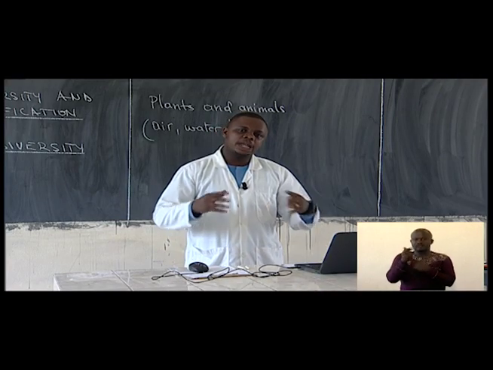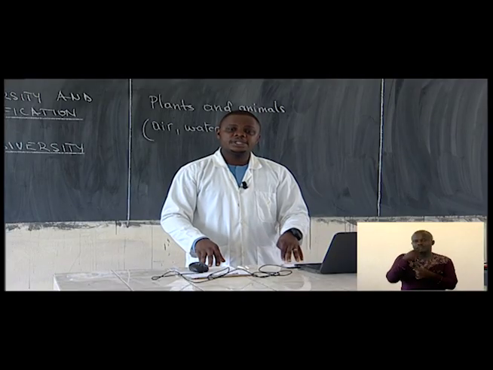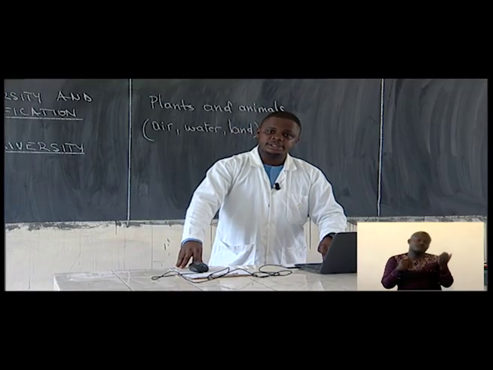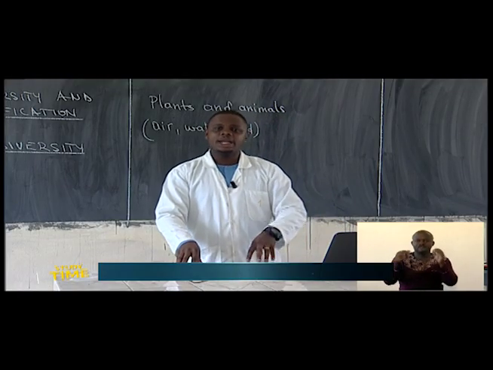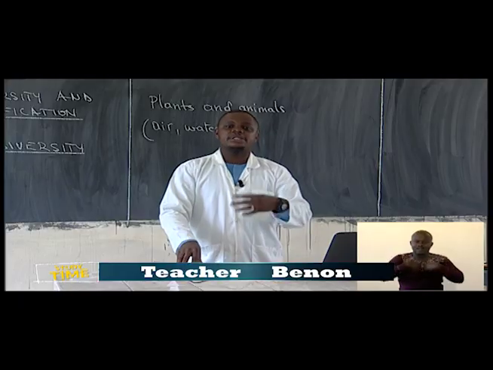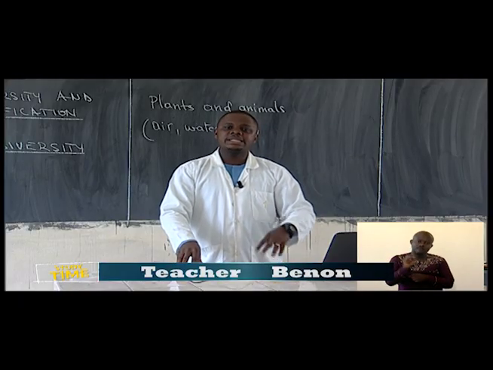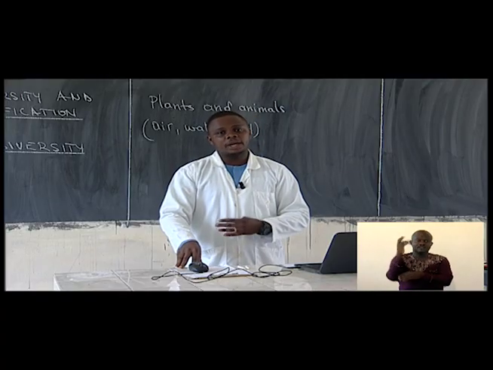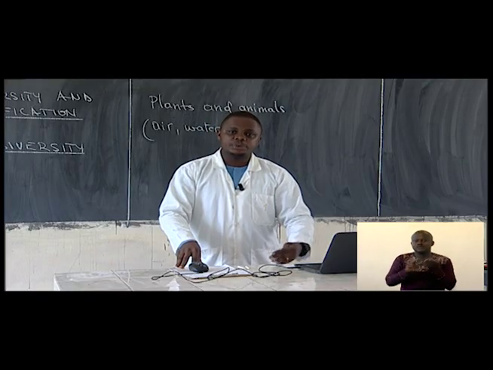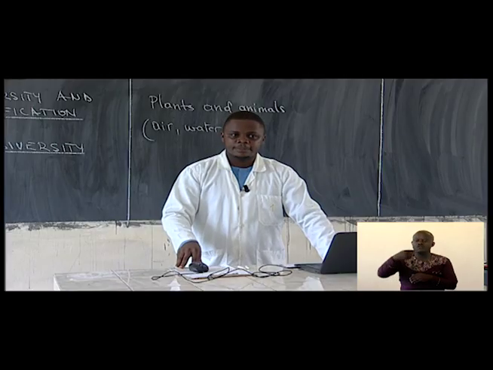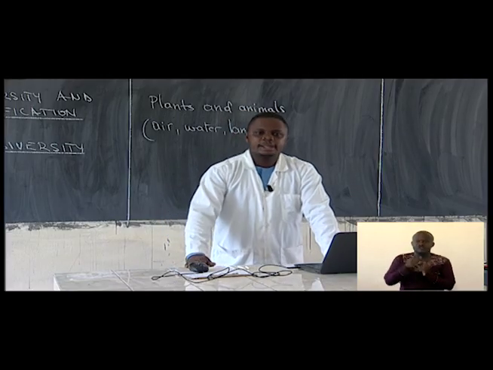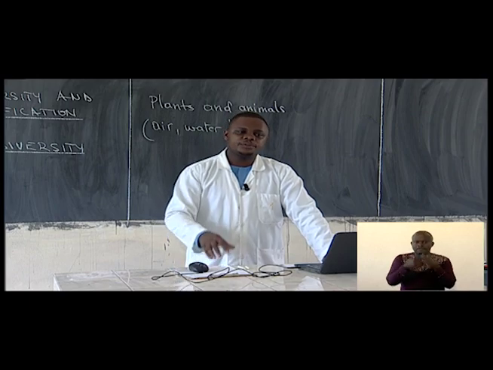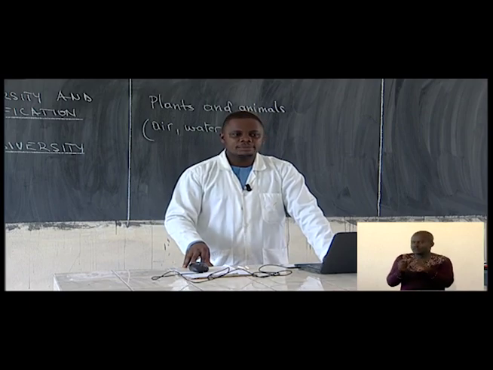These plants and animals we talk about produce different gases. For example, plants produce oxygen, which is needed by animals. Animals produce carbon dioxide, which is needed by plants. Remember, plants need carbon dioxide to use it in the process of photosynthesis. So there is gaseous composition of the atmosphere, and these gases come from different plants and animals.